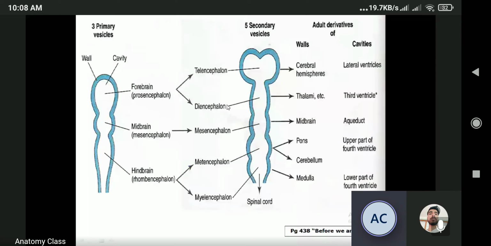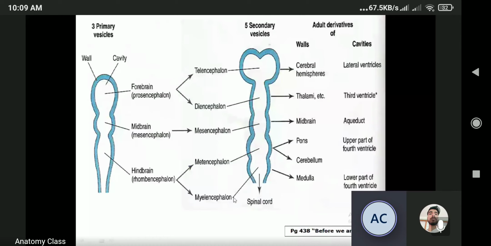Everyone make sure you bring this homework. Forebrain, just draw like this. Make the forebrain, that is prosencephalon, the midbrain, mesencephalon, and rhombencephalon. Again divide this like this, telencephalon, diencephalon. The midbrain is not going to divide, so mesencephalon, and rhombencephalon is again divided into metencephalon and myelencephalon.